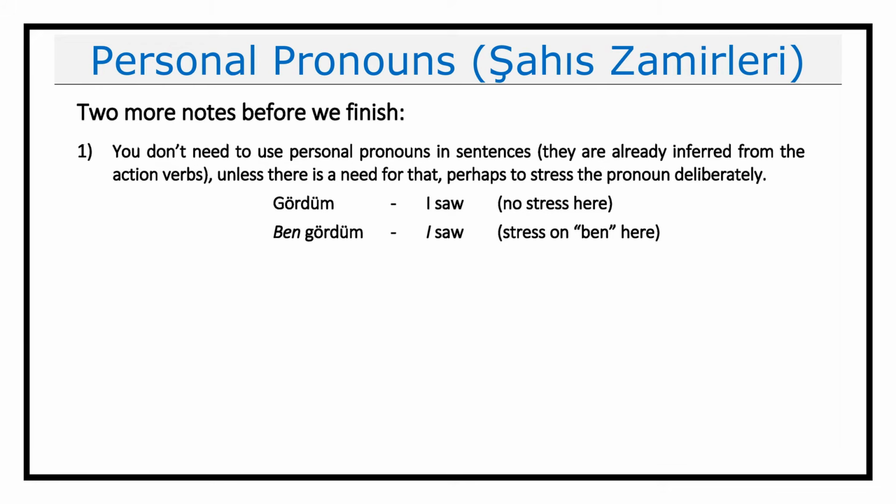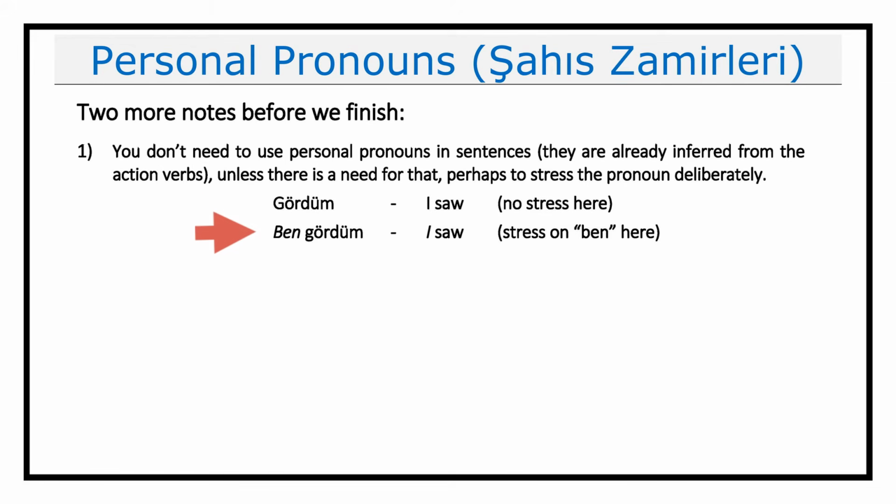I have 2 more notes before we finish this lesson. First is the fact that you don't need to use personal pronouns in Turkish sentences because they are already inferred from the action verbs, unless there is a need for that, if you want, for example, to stress the pronoun deliberately. Look at the examples below. In the first sentence, gördüm, which means I saw, there is no stress in the sentence, which means you don't need to use the pronoun ben here, because we already can understand from the consonant m at the end of the verb that it's I.